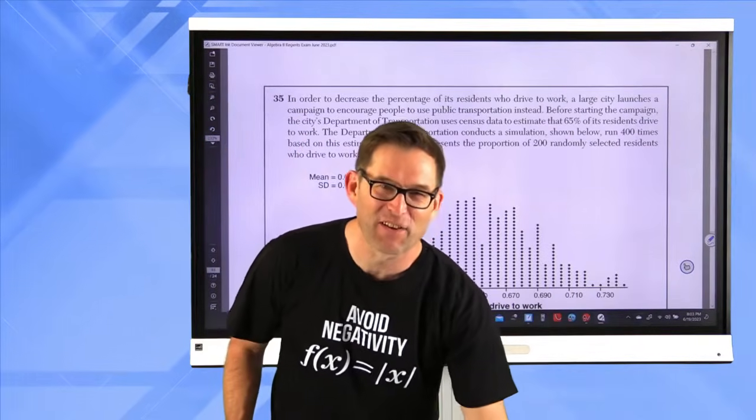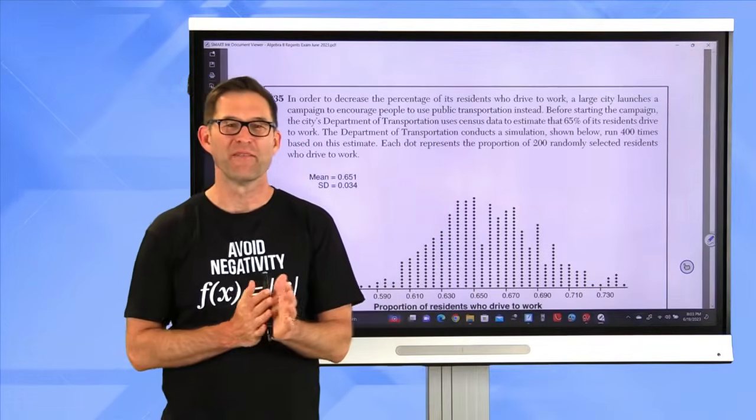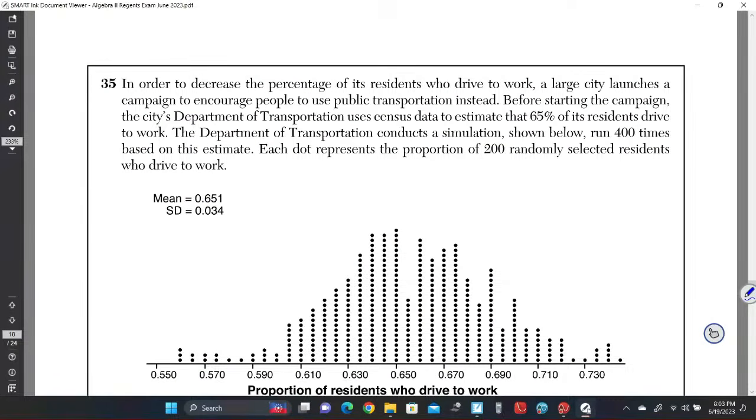All right, let's take a look at some statistics in problem number 35. In order to decrease the percentage of residents who drive to work, a large city launches a campaign to encourage people to use public transportation instead. Before starting the campaign, the city's Department of Transportation uses census data to estimate that 65% of its residents drive to work. The Department of Transportation conducts a simulation, shown below, run 400 times based on this estimate.